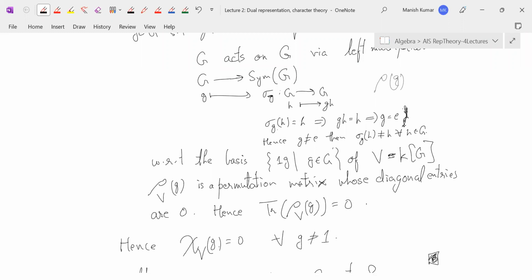So this is nice. For the regular representation, the character is very straightforward. On the identity element, it takes the value as the size of the group, and for all other elements of the group, it takes the value zero. Does this make sense, guys?